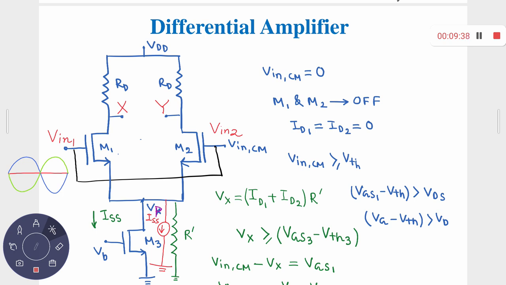Once M3 enters into saturation, we have a constant current flowing, and this constant current will be shared equally by both of these two MOS. That is the minimum value for your input common mode level, because then M1, M2, M3, all of them will be in the saturation region. Then what is the requirement? What is the minimum V in CM value which is required for that?